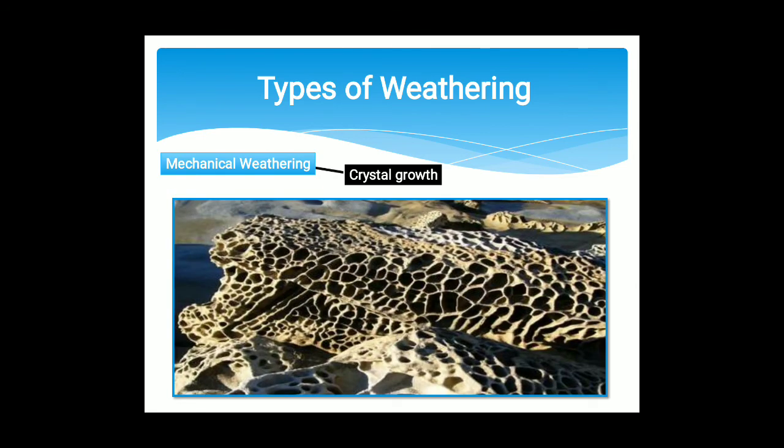Crystal growth. Sometimes alkaline water gets stored in the cracks of the rocks near the sea cliff. This water turns into water vapor due to heat, and only crystals of alkaline material remain in the rock. Crystals occupy more space. This causes tension in the rock. Holes are formed in the rocks.